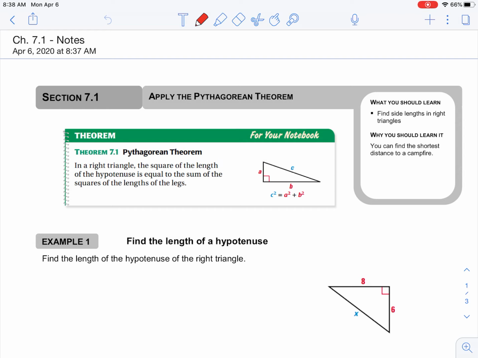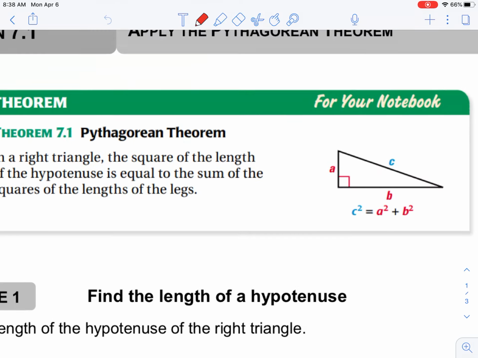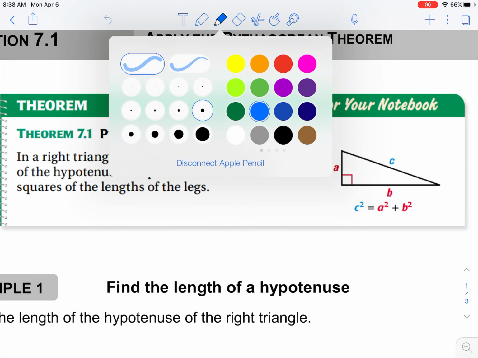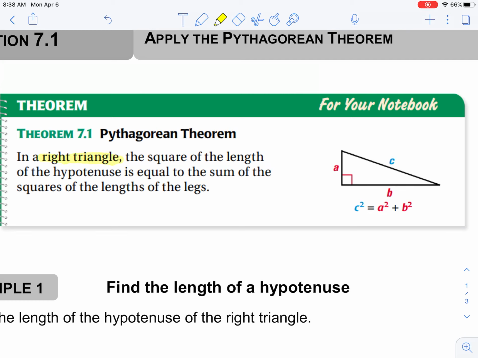The next section we're going to be working on is section 7.1, which is applying the Pythagorean theorem. You should already be familiar with this actually, so we're going to ease into this by going over the Pythagorean theorem again. So we have our theorem here in a right triangle, and it does have to be a right triangle, that is important. The square of the length of the hypotenuse is equal to the sum of the squares of the lengths of the legs.